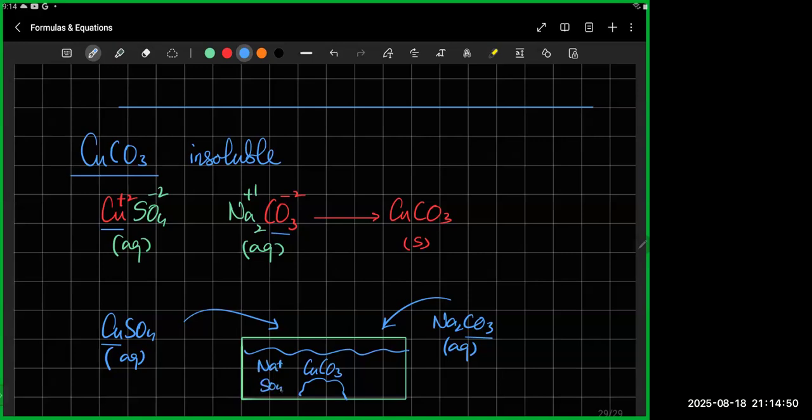Sodium and sulfate ions, group 1 compounds are all soluble. So those ions will remain dissociated or dissolved in the solution. They will not form a crystal. Because group 1 compounds are highly soluble, they remain part of the solution. They don't form a crystal. While copper carbonate ends up forming a solid.